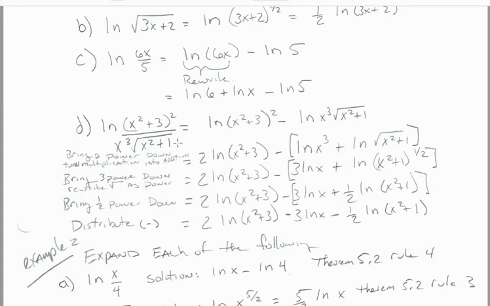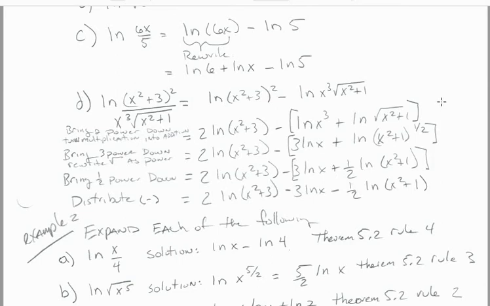So the first thing that we want to undo is the division. I'm going to rewrite that as the natural log of (x squared plus 3) quantity squared, minus the natural log of x cubed times the square root of x squared plus 1. Then on that first one, I'm going to bring that exponent, that 2, in front. So I'm undoing that power rule. I'm going to rewrite that as 2 natural log of x squared plus 3.